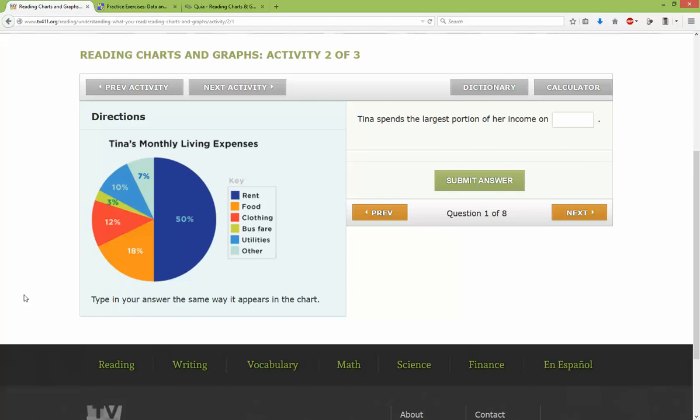We'll just answer a couple of questions with the pie chart. Tina spends the largest portion of her income on what? Rent. Half of her money goes to rent.